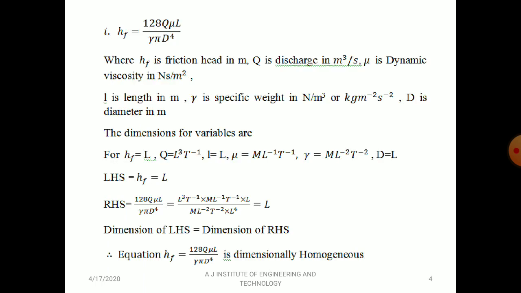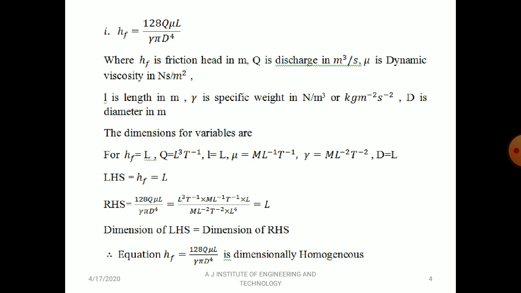So HF equal to 128 Q into mu into L divided by gamma into pi into d to the power 4. Before solving the equation using the dimensional homogeneity concept, we have to know the terms involved in that expression. So what is HF? HF is the friction head in meter, and Q is the volumetric flow rate, or discharge, in meter cube per second, and mu is the coefficient of viscosity or dynamic viscosity, and L is length in meter.